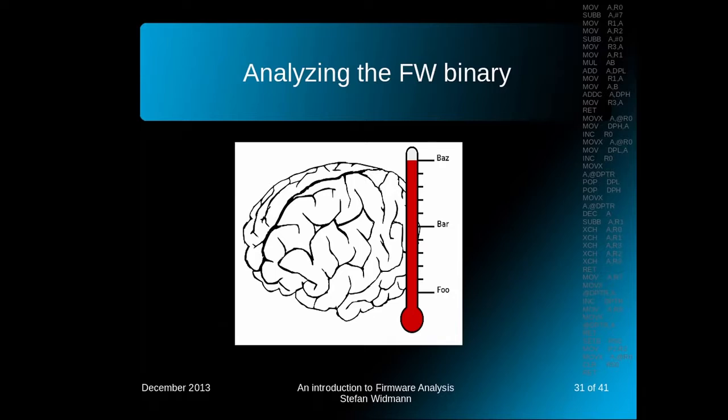So let's repeat what we have already done. We have obtained our image. We have successfully found out the processor architecture. We have found a disassembler to disassemble the firmware. And we hopefully have now found out the original load offset. So what's next?